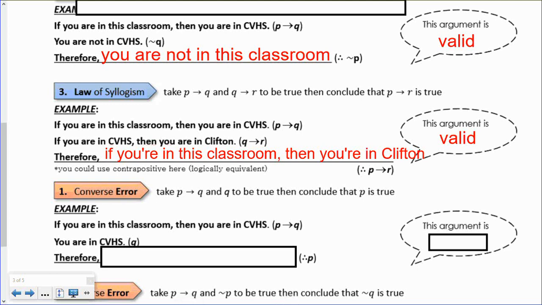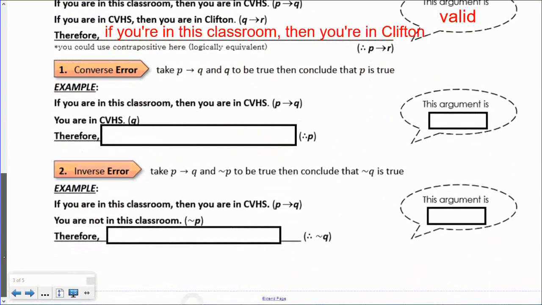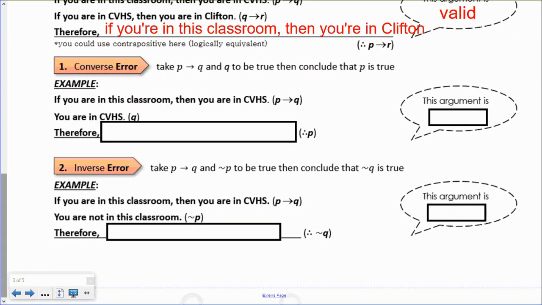Okay? Now we're going to look at our errors. These are invalid, right? You're going to be able to write an argument. You can still write it, but it's going to be wrong. There's going to be an error. Your conclusion is going to be false, so that's why it's called an error. You can still write it technically, it's just nonsense. It's just not true.